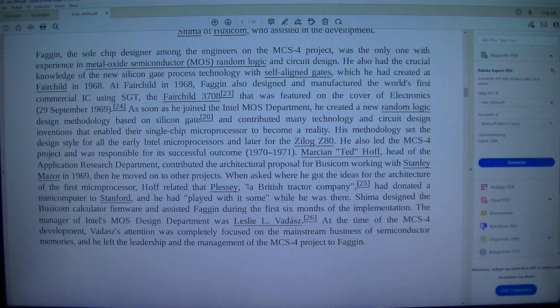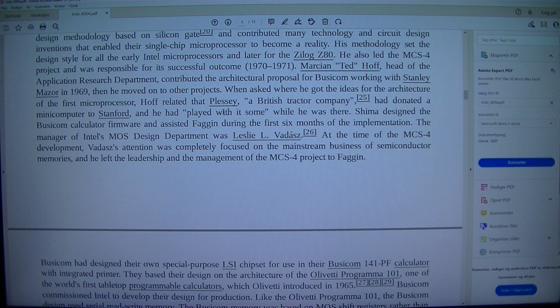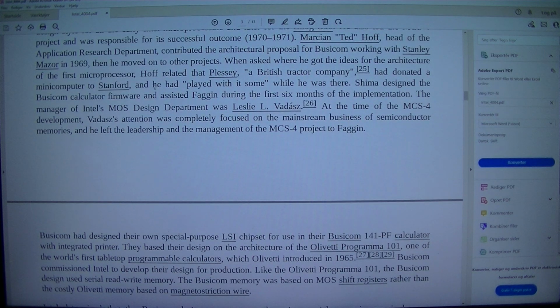When asked where he got the ideas for the architecture of the first microprocessor, Hoff related that Plessey, a British tractor company, 25, had donated a mini-computer to Stanford, and he had played with it some while he was there. Shima designed the Busicom calculator firmware and assisted Faggin during the first 6 months of the implementation.